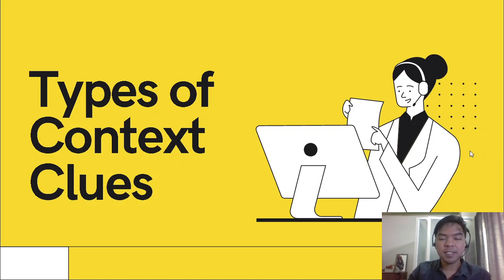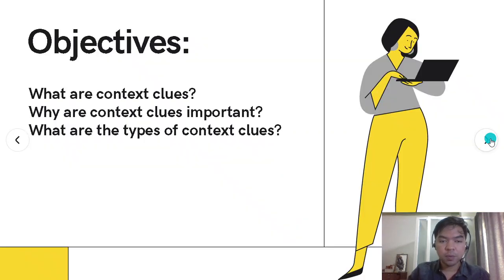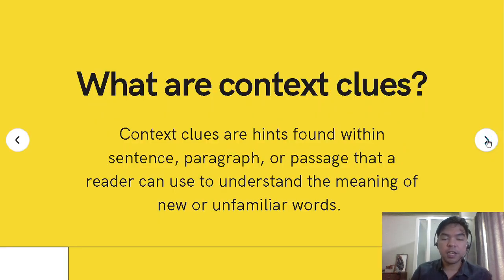Today, we'll also be discussing a new topic titled Types of Context Clues. So, before we dive into our main discussion, let us first check what our objectives for today are, or what questions we should be able to answer by the end of the discussion. First, what are context clues? Second, why are context clues important? And third, what are the types of context clues? So let's go to the first objective.